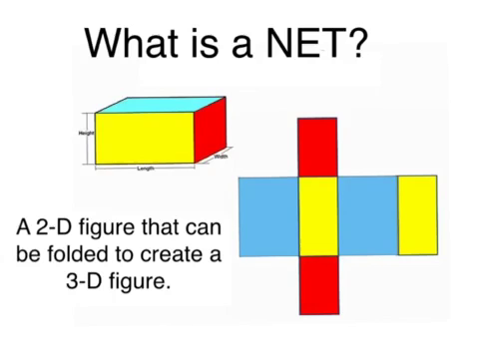Now we're going to be talking a lot this unit about nets. And what is a net? A net is just a two-dimensional figure that can be folded to create a three-dimensional figure. If you take a cereal box and you cut down the sides, it will lay flat and it will look like this. But if you fold it and tape it back up, you will have a box. So this is called a net, a two-dimensional figure that can be folded to create a three-dimensional figure.